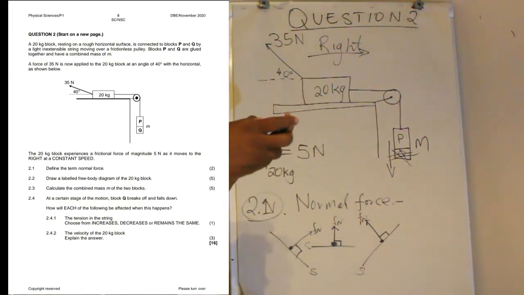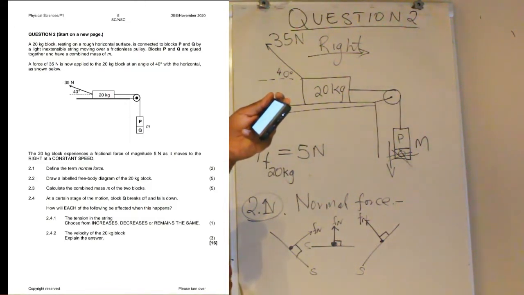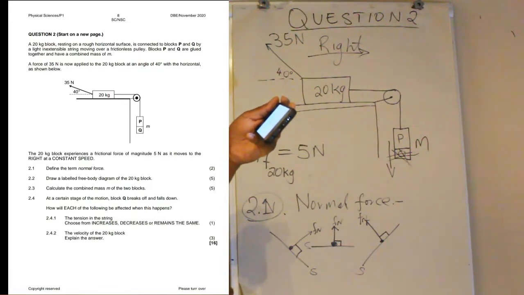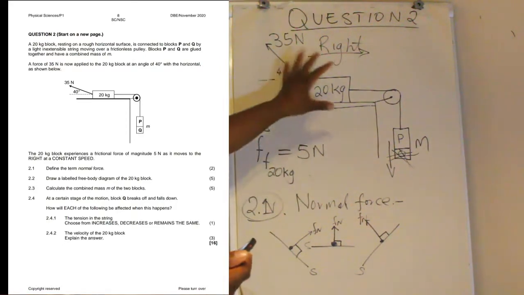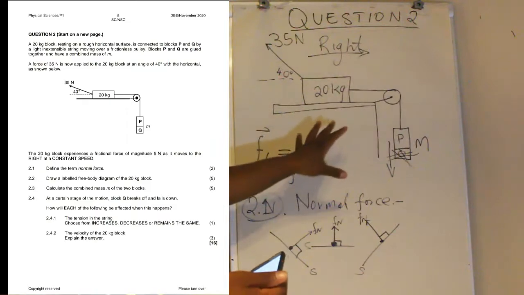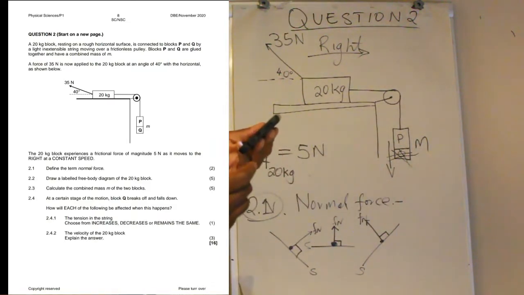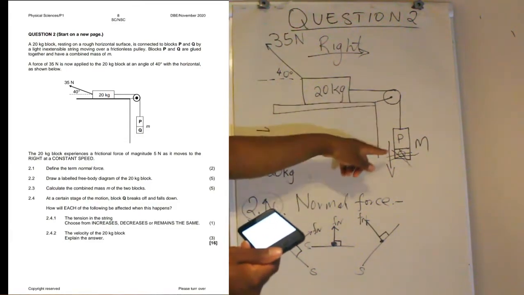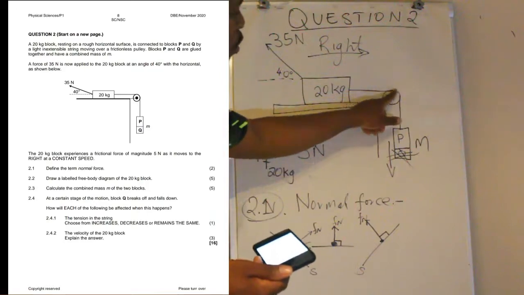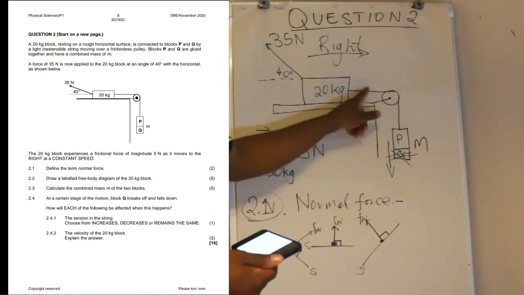So here's the question. 2.4.1. How will each of the following be affected when this happens? So they are going to ask us questions about this system. What will happen to the system when you remove that mass there? They are saying, what will happen to the tension of the string? So they are asking how much will be the force, which is the tension, the force on this string.